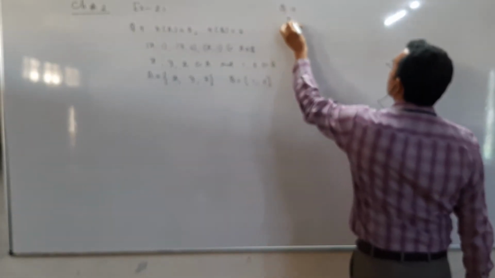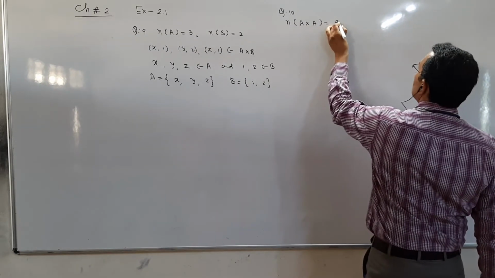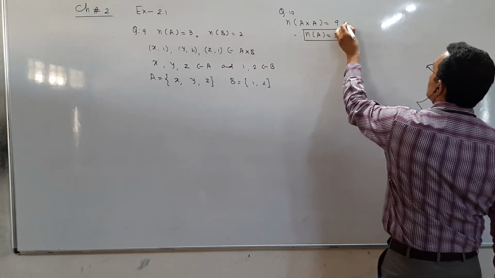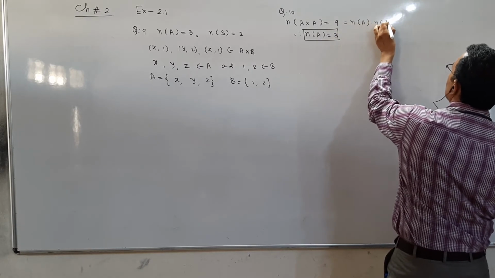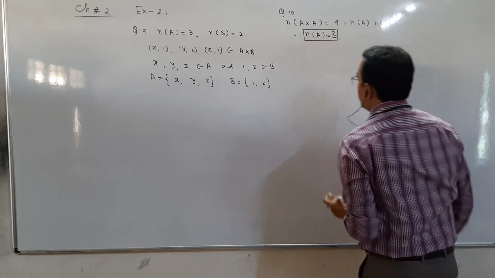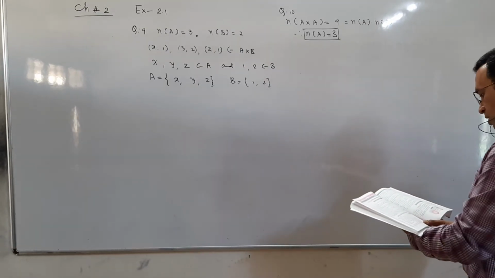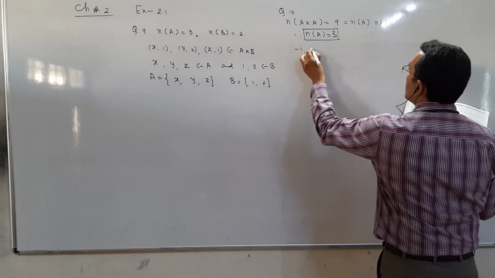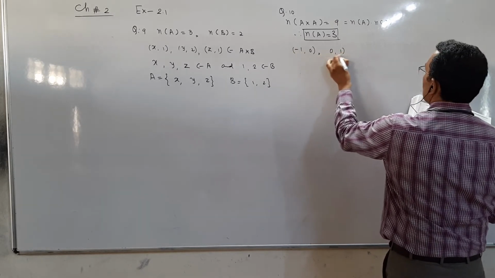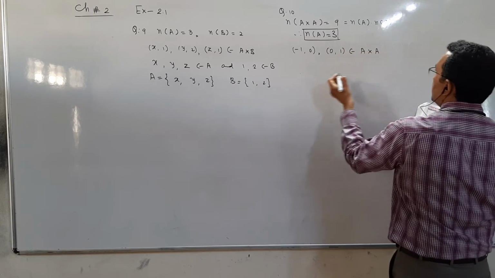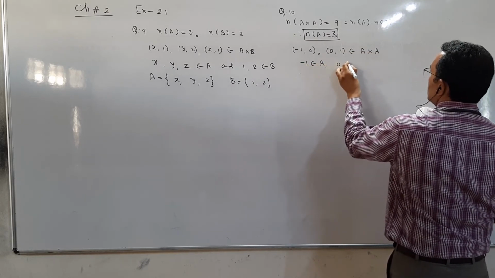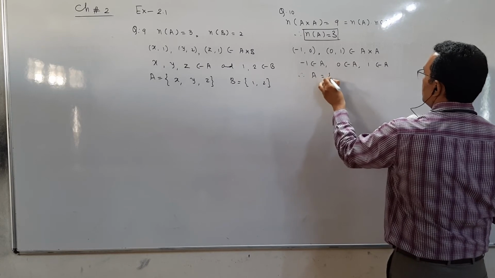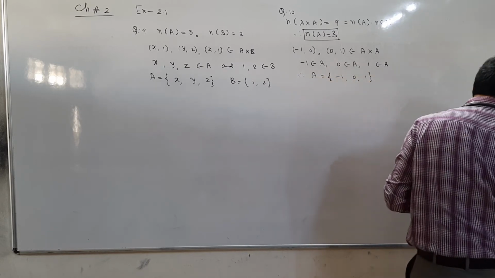Okay, students. Now, question 10. The Cartesian product A cross A has 9 elements. n(A cross A) is equal to 9. Therefore, n(A) will be 3. This is very simple, because this is equal to n(A) into n(A). So the cardinal number of set A is 3. Then (-1, 0) and (0, 1) belong to the set A cross A. So in that, -1 belongs to A, 0 belongs to A and 1 belongs to A. Therefore set A will be the set of elements -1, 0 and 1.